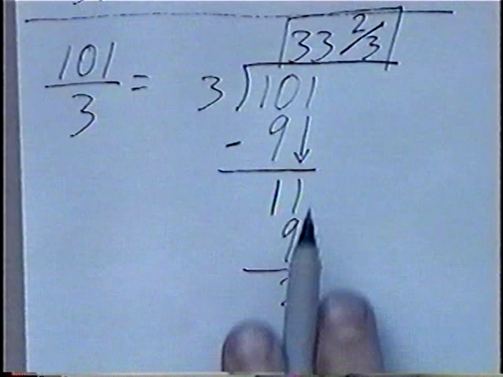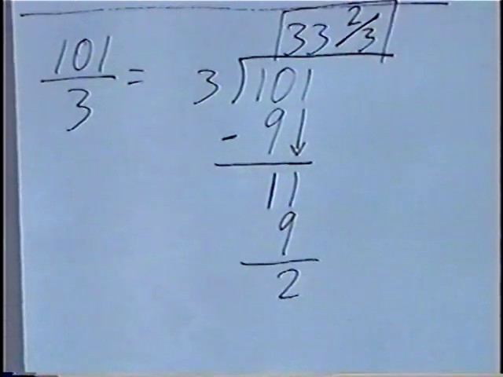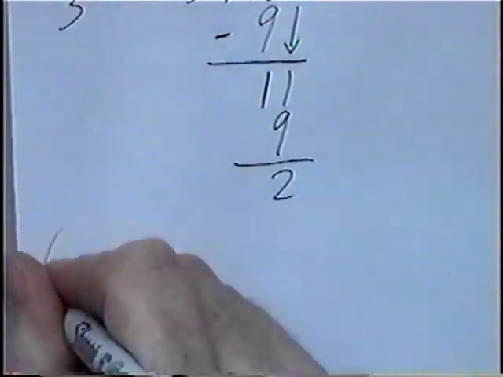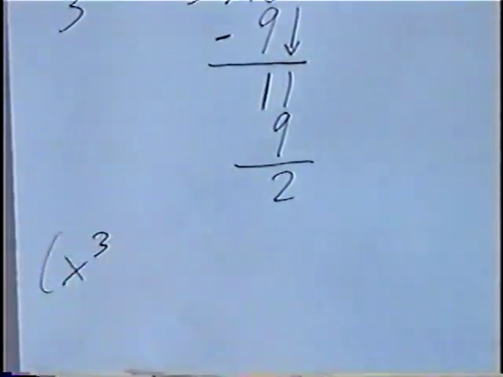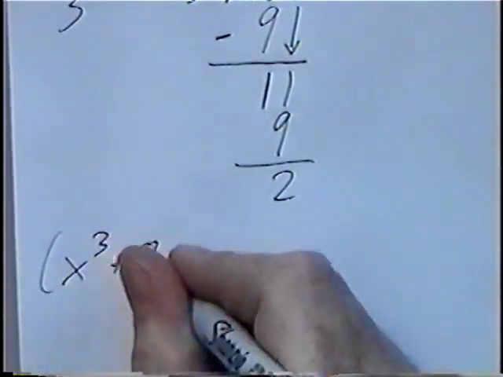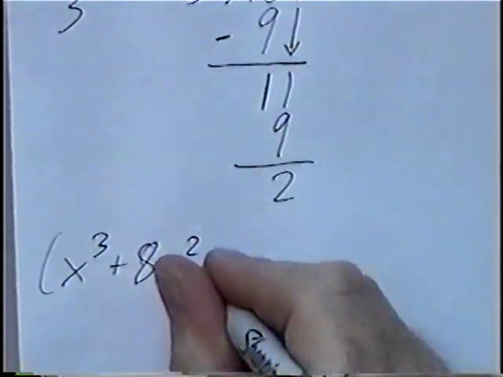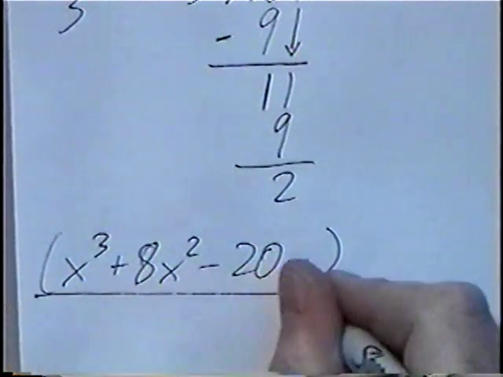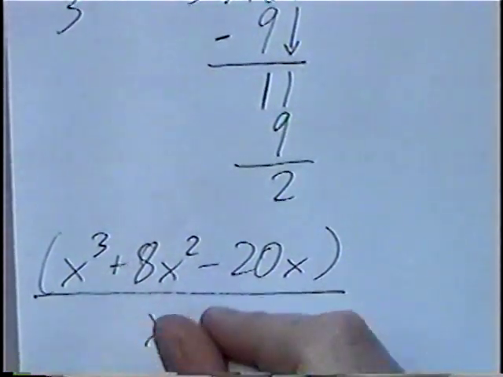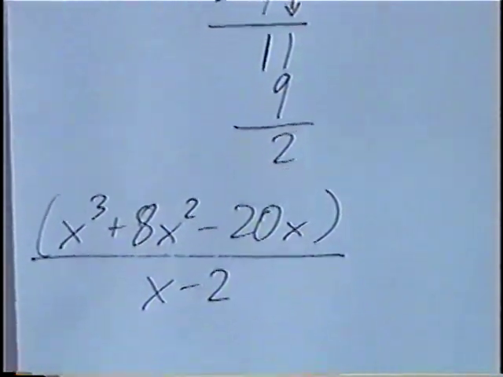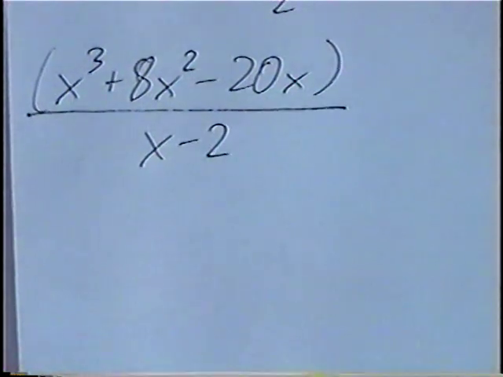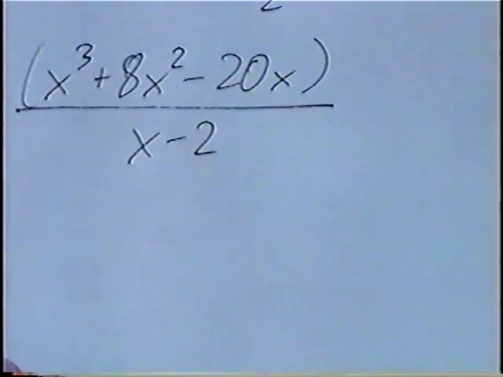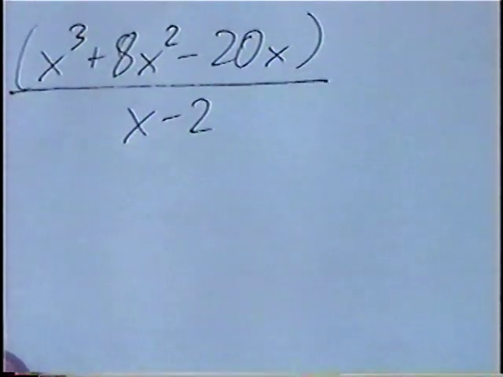Next question, we'll do the same process, but we'll use a polynomial which has variables. Next question, in parentheses, x cubed plus 8x squared minus 20x, divided by x minus 2. From here we can set up the long division problem and divide, but instead of just numbers, we'll have variables to divide.